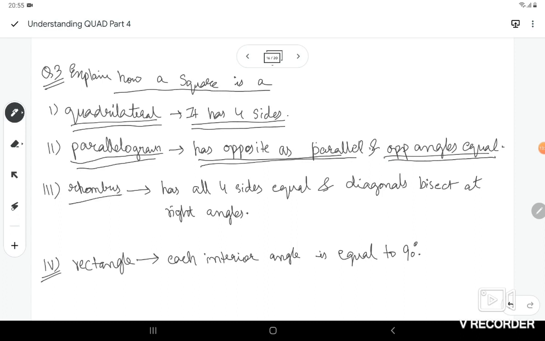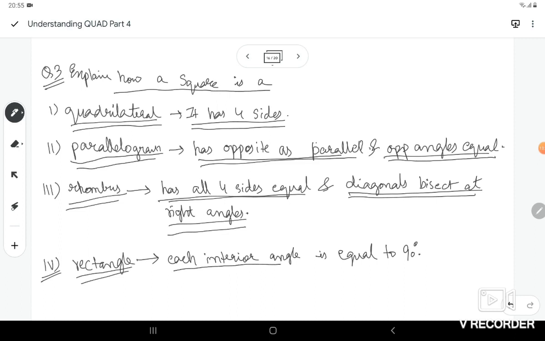Now how is a square a rhombus? Because it has four sides equal and diagonals bisect at right angles. Now how is a square a rectangle? A square is a rectangle because each interior angle is equal to 90 degrees.